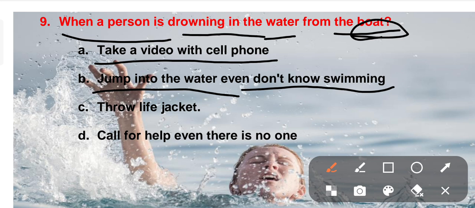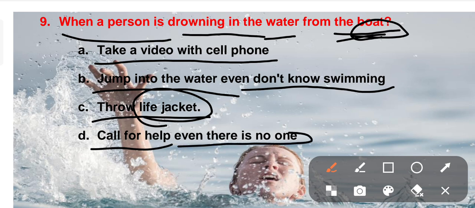And the next option is throw a life jacket. A life jacket will be there in the boat. Or call for help. Calling or shouting for help even if there is no one. So what will you do in this situation?